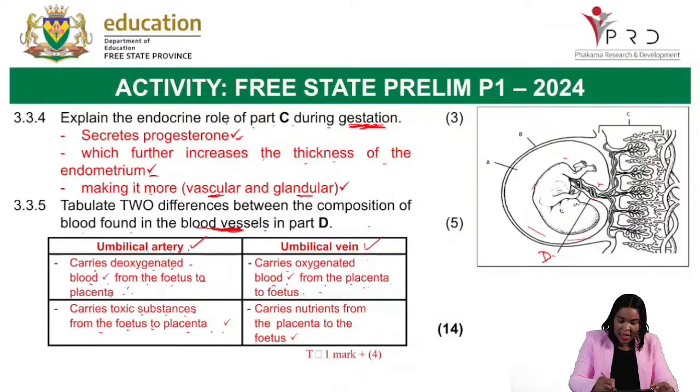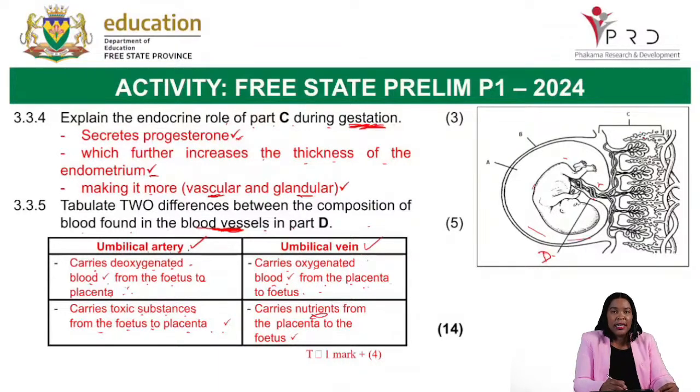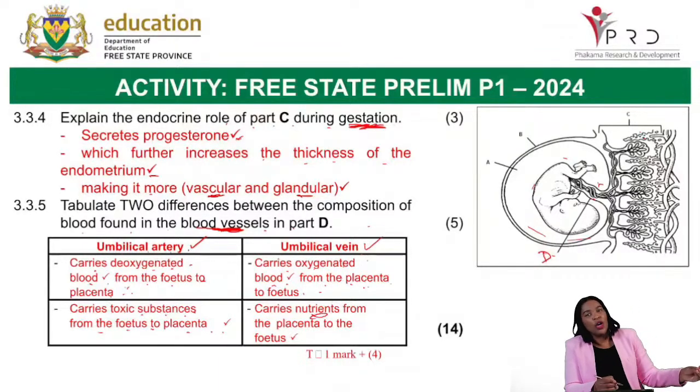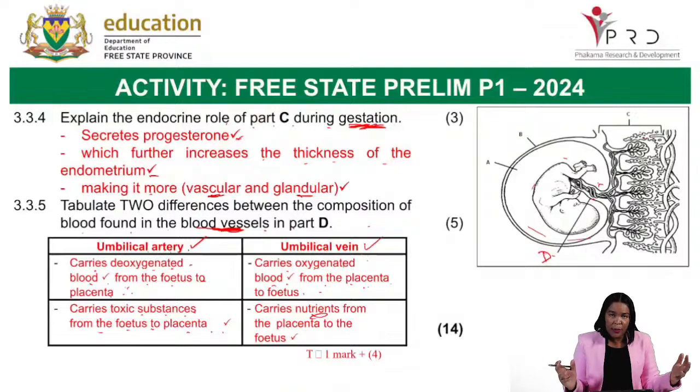And then the umbilical vein carries nutrients. It brings in good things to the baby. So the vein brings good things, oxygen and nutrients. But the umbilical artery, it takes out carbon dioxide and it also takes out toxins. So those are the 2 differences. If you may forget them, just remember them in that way.